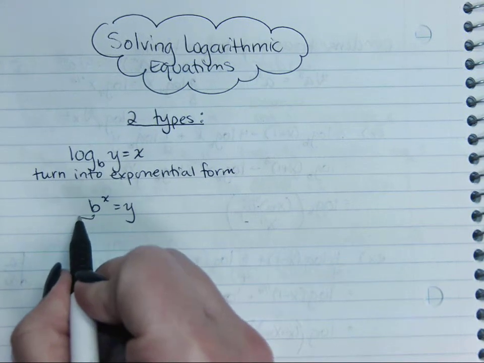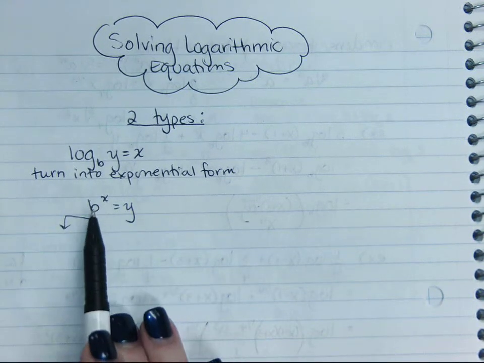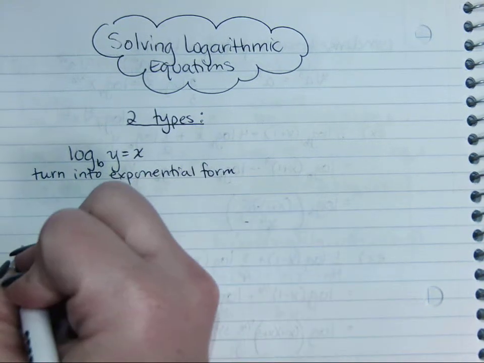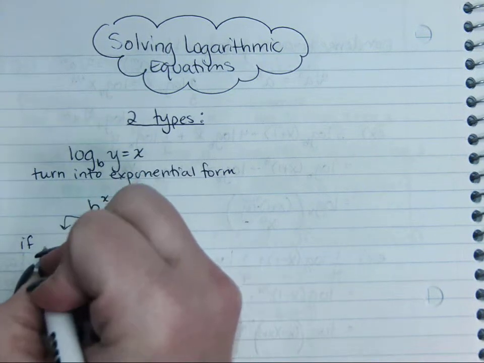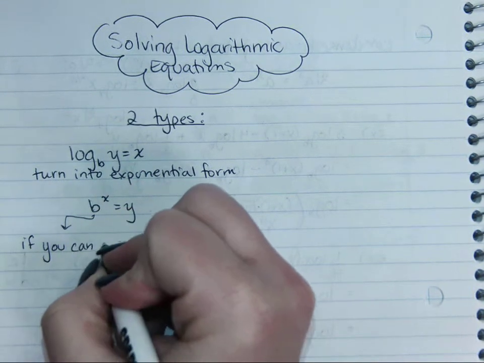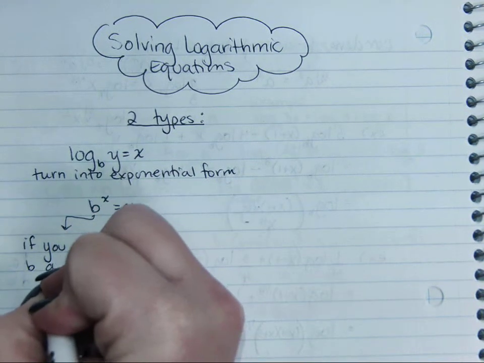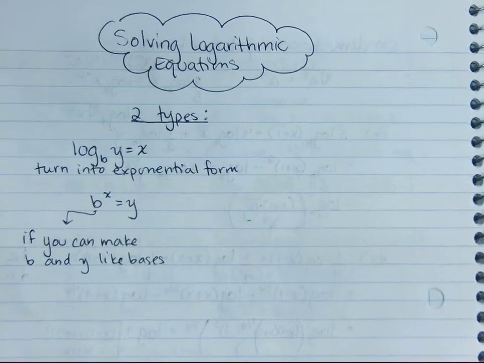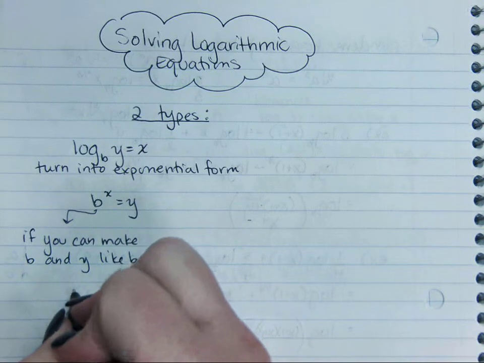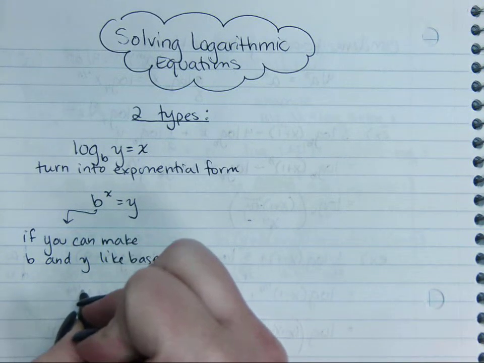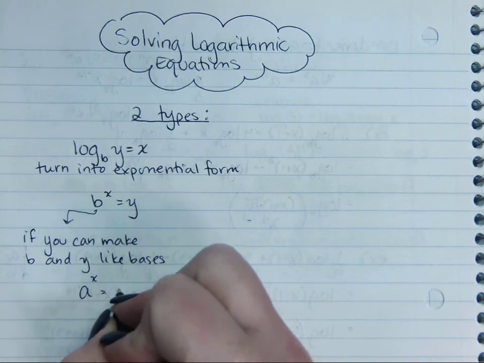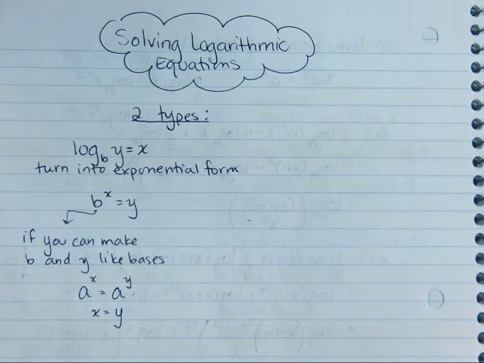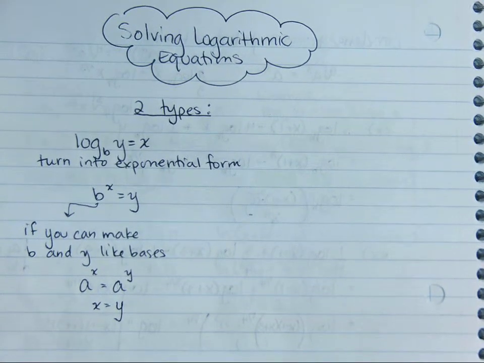The first strategy when you're solving these types is, if you can create like bases, then the powers must be equal. So if you can make b and y like bases, then we have a strategy for that. That strategy would be using that old rule that a to the x equals a to the y, meaning I can set my exponents equal to each other and solve. And so this is one type of strategy.